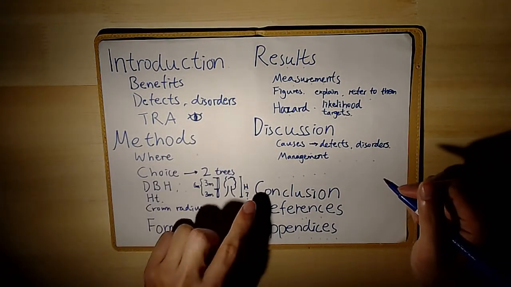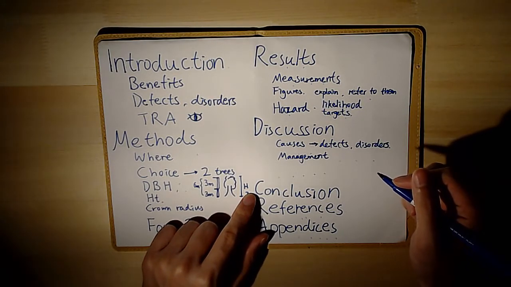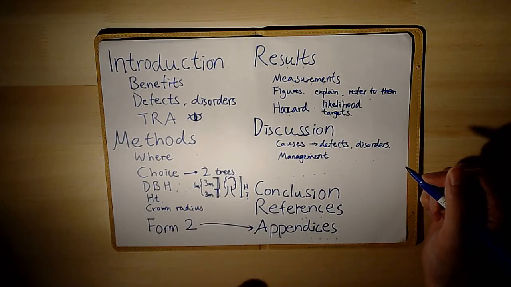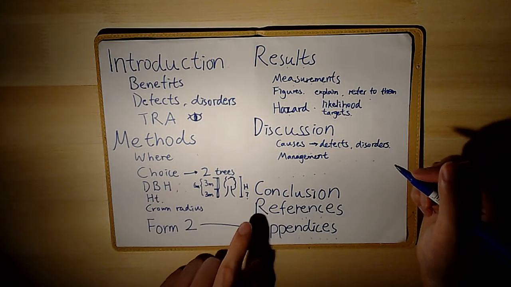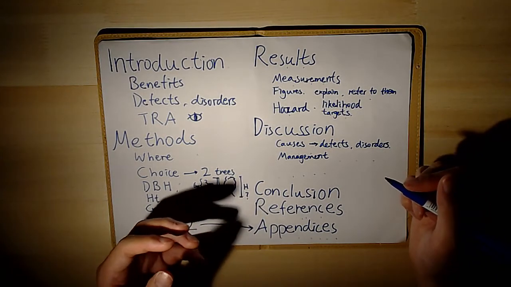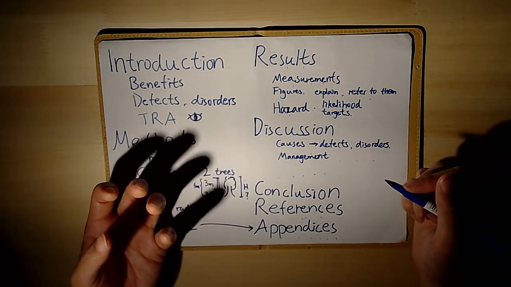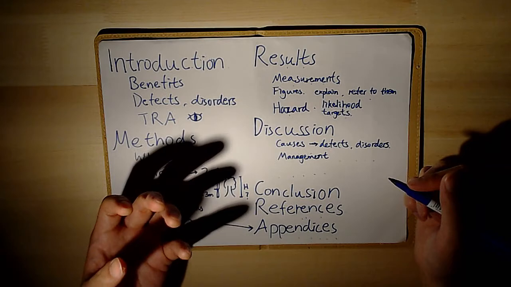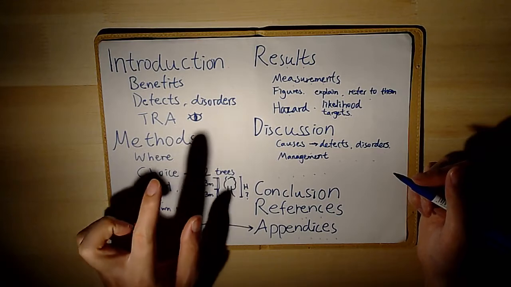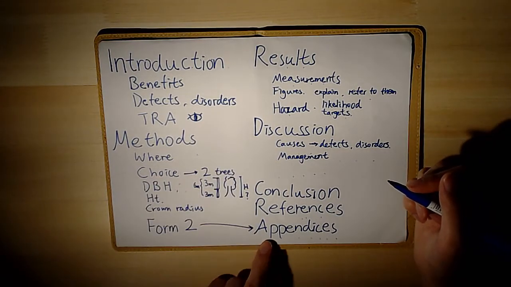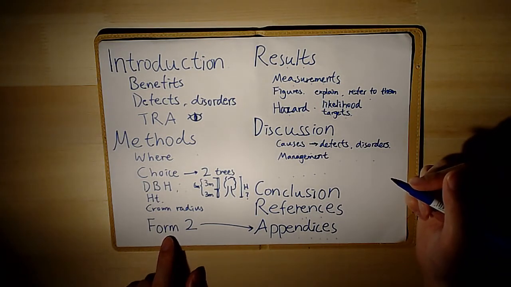And then finally, the conclusion would be a brief recap of what you will have done in the whole assignment. And then references. Okay, you can include all sorts of academic studies, newspaper, government reports, or databases, as long as those information is relevant to your assessment. And then finally, the appendices, which will be the completed Form 2.